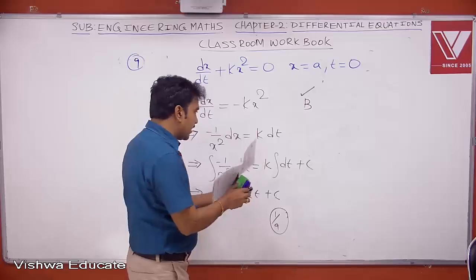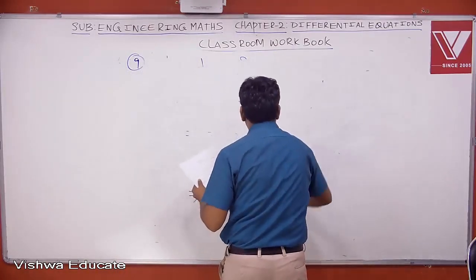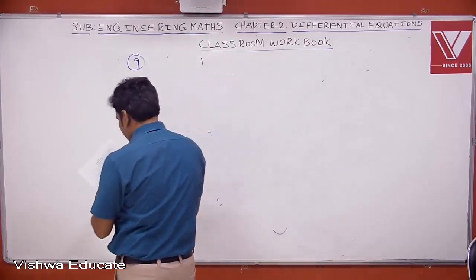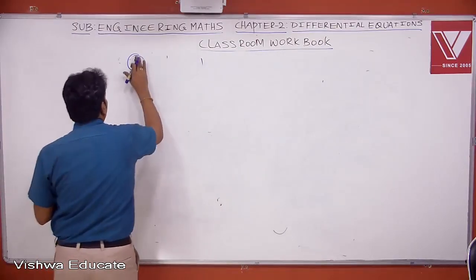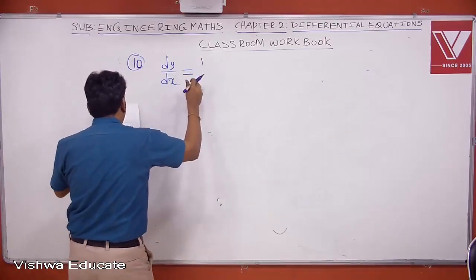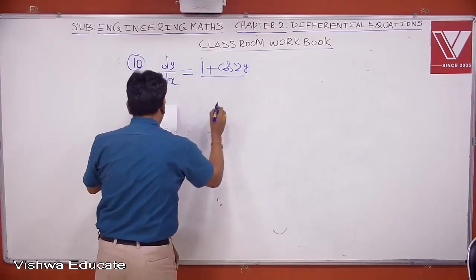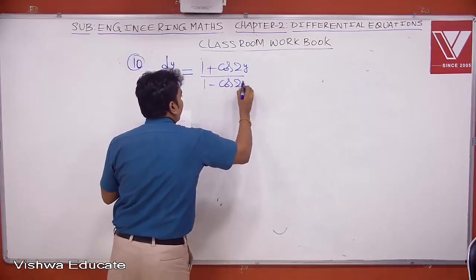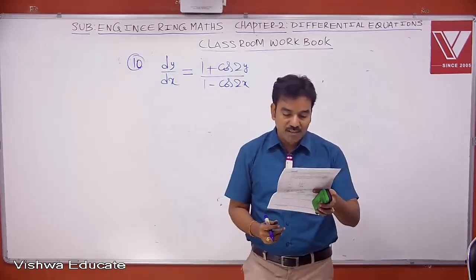Next we move to question number 10. What is the general solution of dy by dx equal to 1 plus cos 2y divided by 1 minus cos 2x?